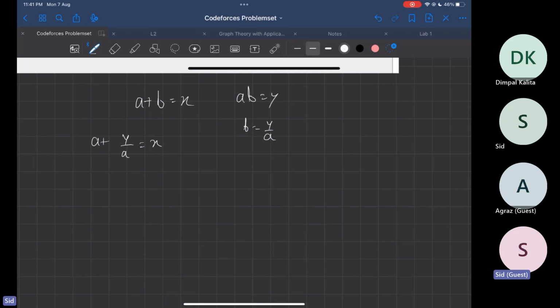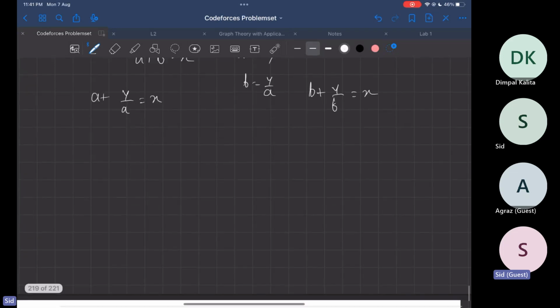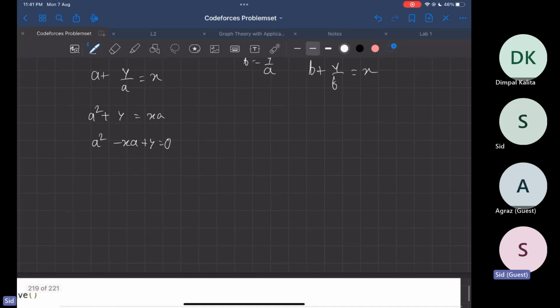x. And we can similarly see that for b also the equation is similar, y by b is equal to x. Since they both are similar, we can just find the value for one and get the value for the other. It will be the same, same equations. So this is a square plus y is equal to xa, thus a square minus xa plus y is equal to 0. As it is a quadratic equation, there are two solutions, let's say alpha and beta.